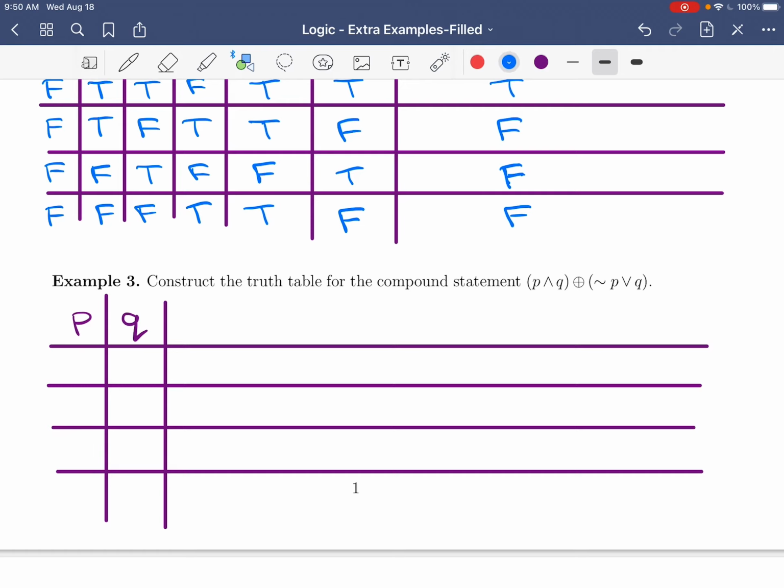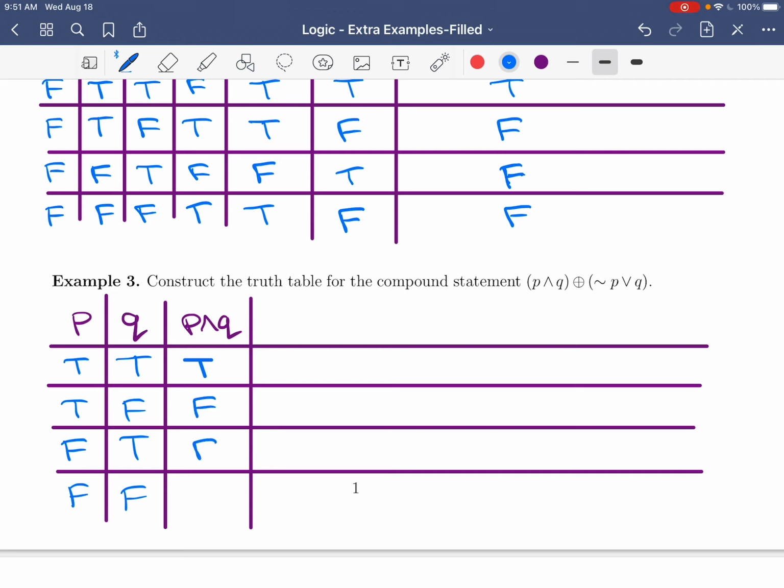Okay, so set it up like normal. So true, true, false, false, true, false, true, false. Okay, so then I need P and Q. Okay, so I can do that one. So this is true when they're both true. That only happens in the first row. So all these other ones are false.